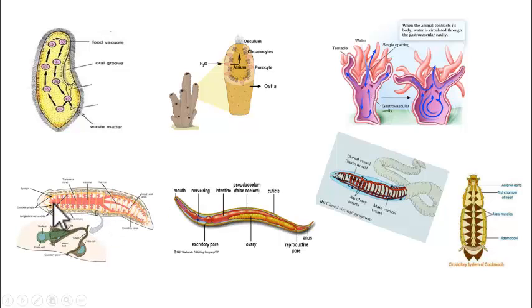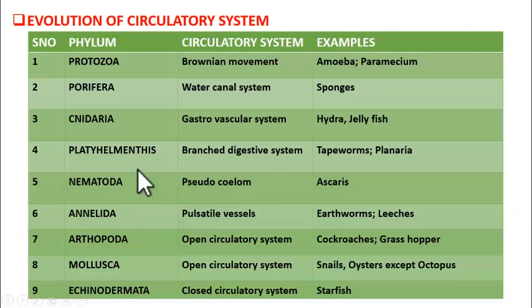In these organisms, the digestive system is highly branched. See the pink color structure here. It is the digestive system and it is highly branched. And these branches are everywhere in the tissue. Got it? So when the food is digested, the digested materials, the nutrients, get directly diffused into the tissues. Got it? So the branched digestive system itself acts as circulatory system in platyhelminthes.